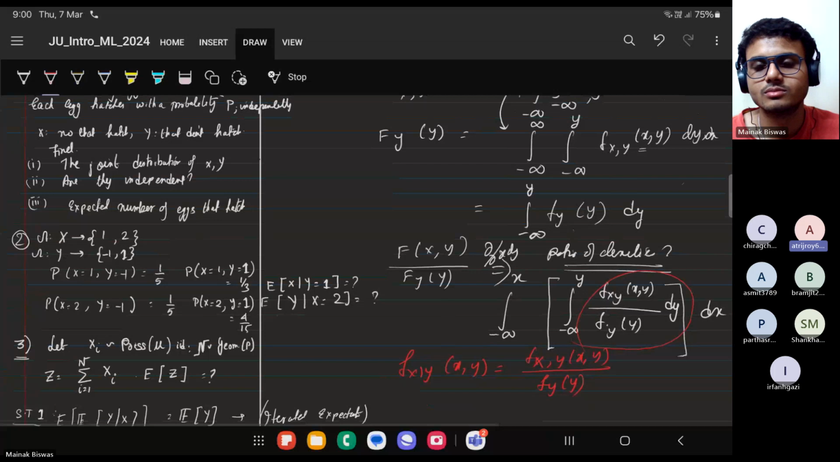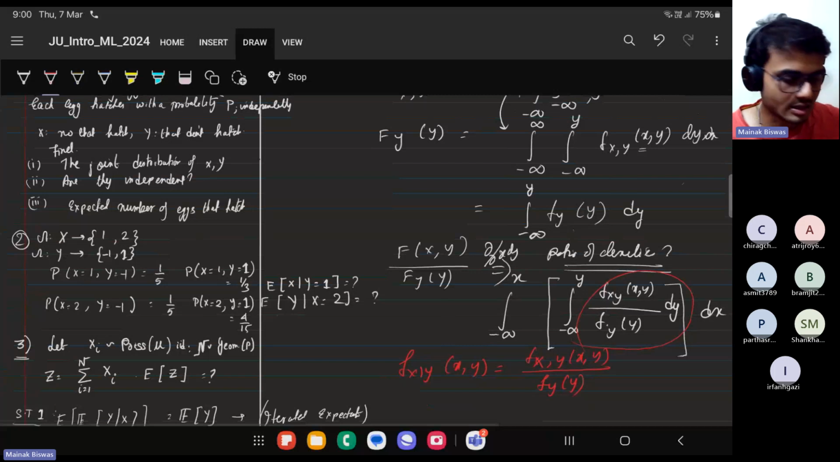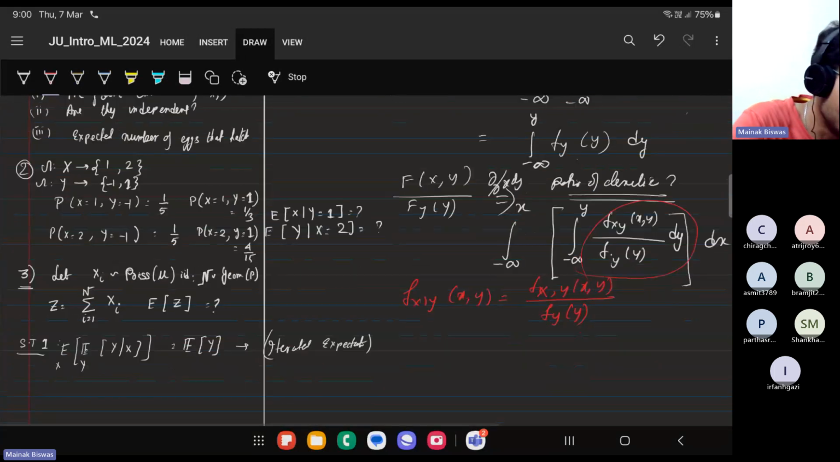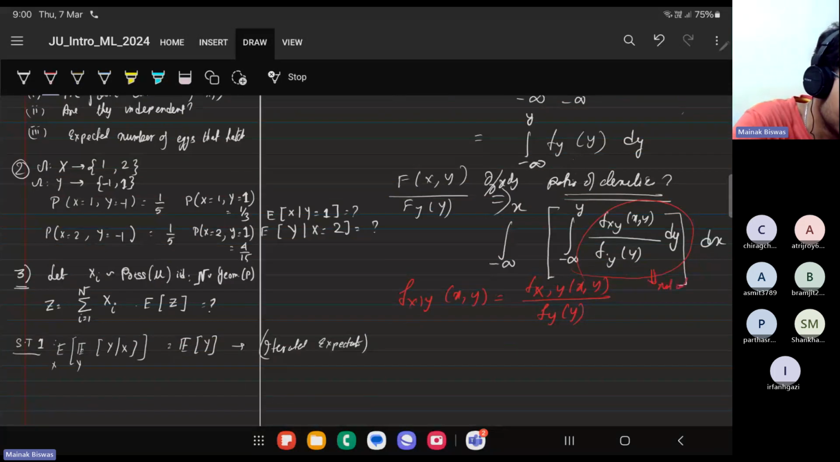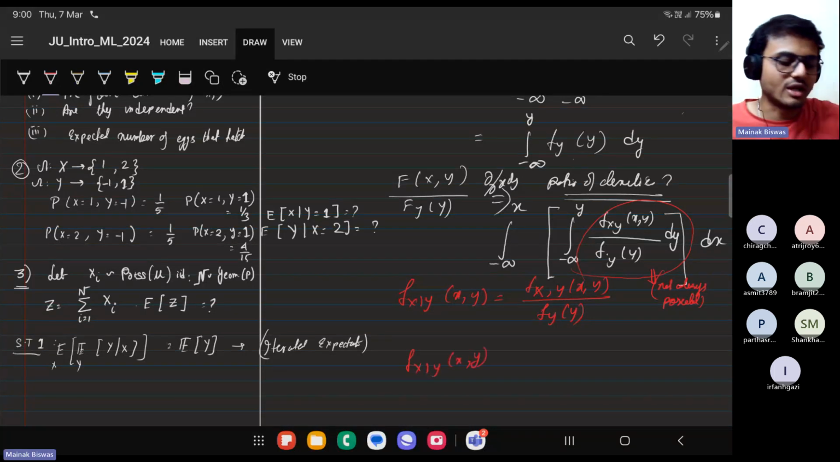Mathematically, is this possible? I have not learned this yet, dividing one integral by another with the same limits. It is not always possible directly. I'll show you why it is possible here. The reason is, what does f of x given y actually mean? I was trying to give you the intuition, but what does this actually mean?